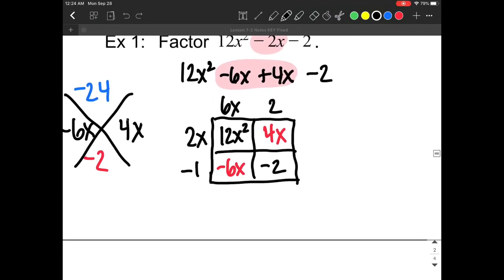And it's just guess and check. In the area square, you have to guess and check. Eventually you'll become so good at it that you don't even have to guess and check, and you can automatically see what it's going to be. But right now, I know that these are my two factored form, these are my two parentheses in factored form. So I have 2x minus 1 times 6x plus 2 is my answer.